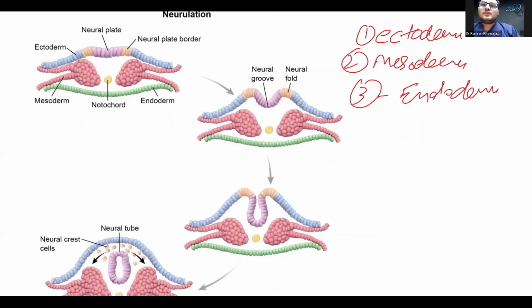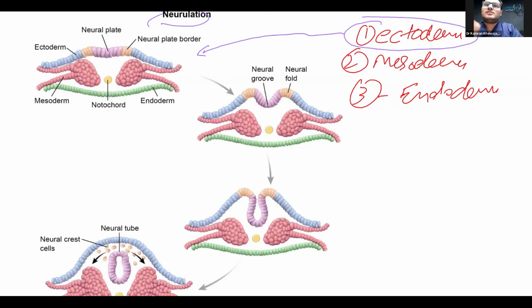Our importance is the ectoderm. Ectoderm is the layer that is very important for neurulation. This ectoderm will make the entire CNS, all of its structures. Now we are discussing the neurulation process. What is the process of neurulation? The formation of the neural tube and the neural crest cells.